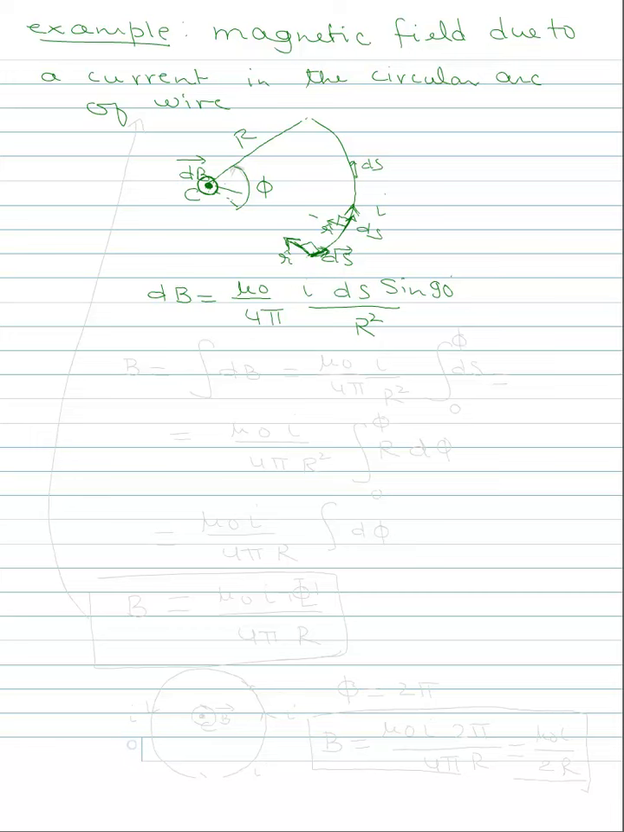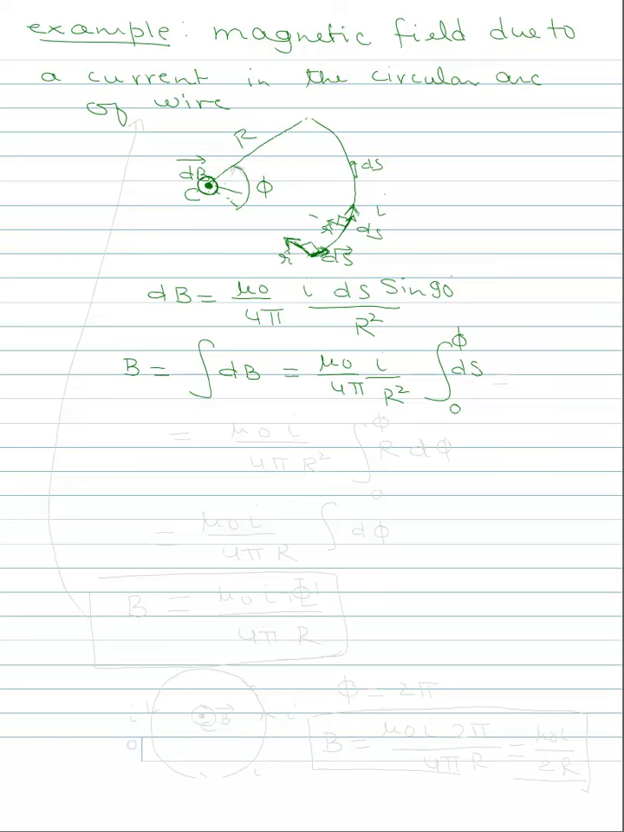Sine 90 is just 1. So the total magnetic field will be the integral of dB, which is mu 0 over 4 pi I r square. These are all constants, so I'm pulling them out, times the integral of ds. Notice sine 90 is just 1. And this is the integral of ds from 0 to phi.